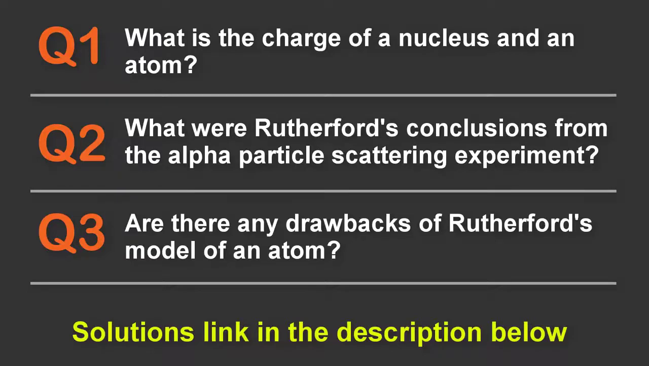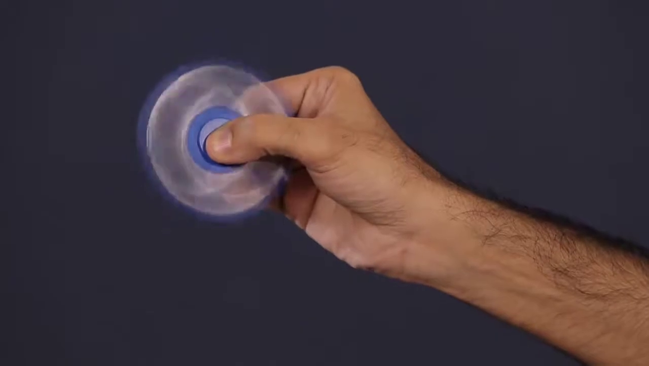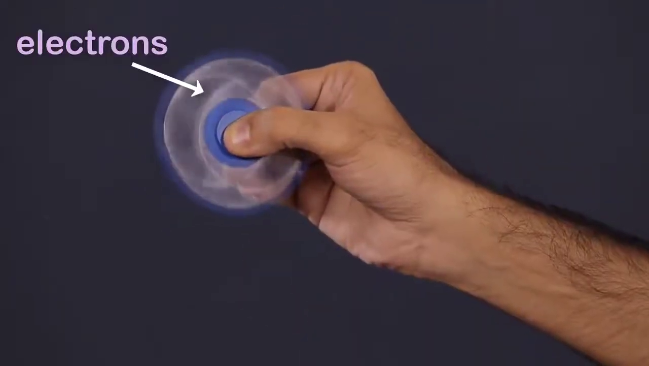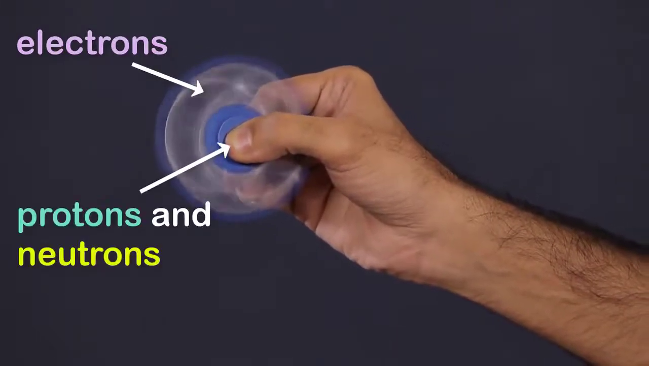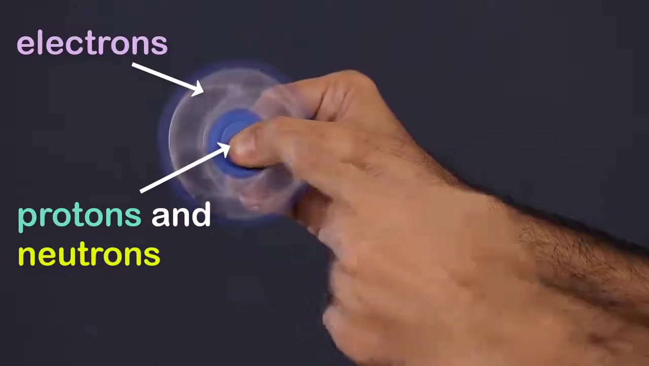So I hope the structure of the atom is crystal clear to you now. So next time when you're playing with your fidget spinner, do remember that the spinning part is the electrons. The heavier particles, that is the protons and neutrons, are located in the center called the nucleus.